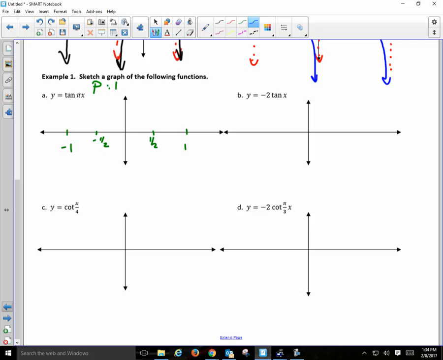Is tangent equal to 0 at the period, or is it undefined at the period? So I mark 0 at all the period spots. That means it's undefined halfway in between. It is positive tangent, so it will start down and it will finish up.